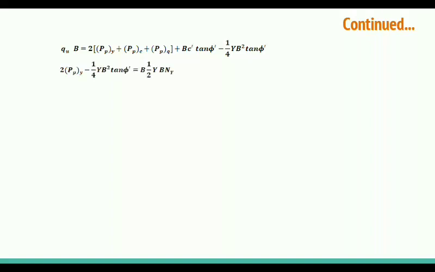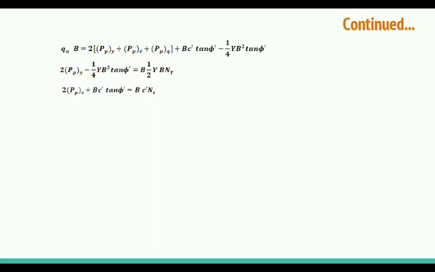So we have taken the assumption that weight, so we can write at the place of 2Pp, gamma minus 1 by 4 gamma B square tan phi, we can write B into half into gamma B into N gamma. Okay, so N gamma is some of the constants.